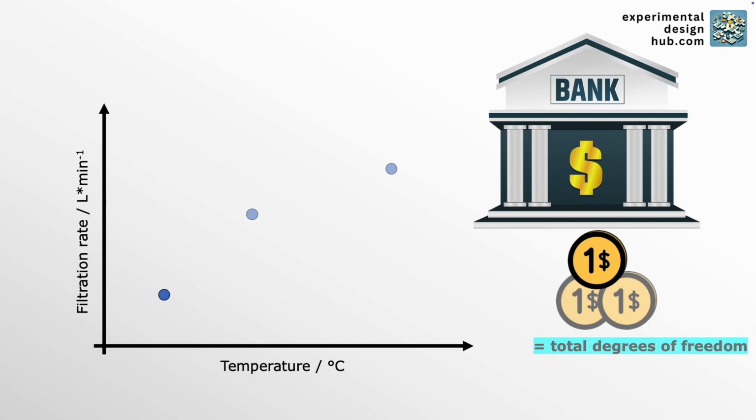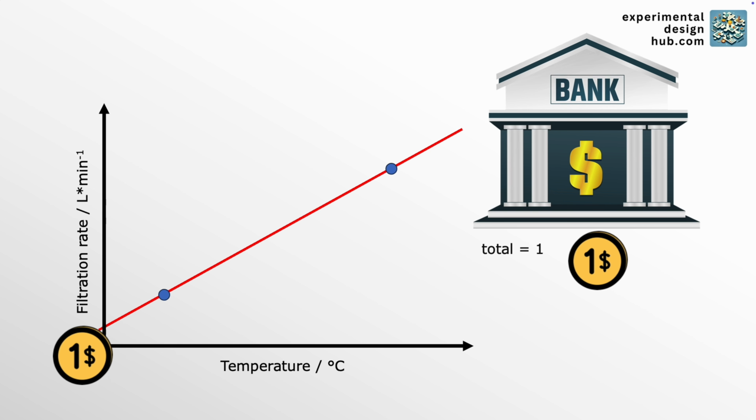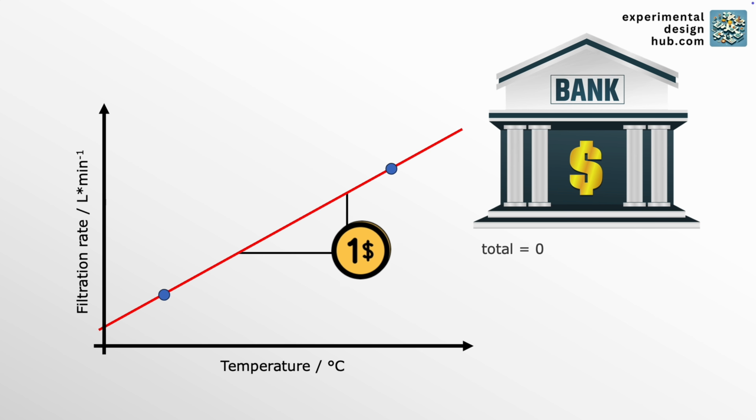With just 1 data point, your total degrees of freedom is 1. And that's not enough to understand any trend. It's just enough to report the value. For anything else, you need to have more money. So let's add a second measurement at a higher temperature. And now we already have 2 degrees of freedom, which is exactly enough to estimate a straight line model. With the first degree of freedom, we pay for the intercept, and with the second degree of freedom, we pay for the slope. Or in other words, we now know how the filtration rate changes with temperature.